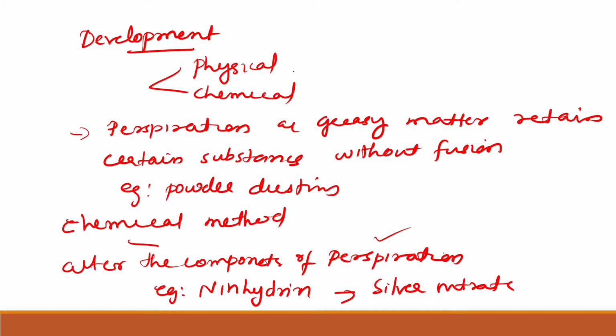First we will discuss the physical method and then we will go to the chemical method. Physical method, as I already said, relies on perspiration and greasy matter retaining certain substances without any fusion. So we can use powder dusting or iodine fuming methods. Now we will discuss some of the powder methods.